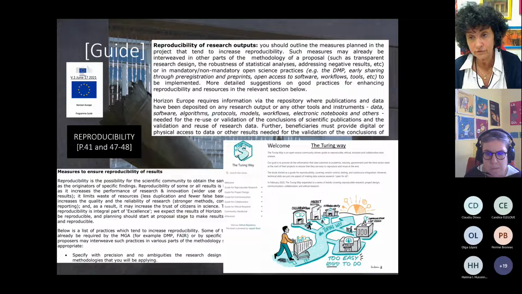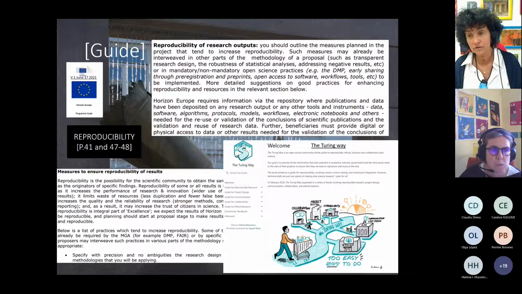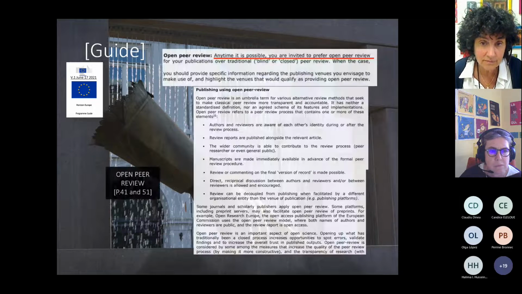Reproducibility practices, don't forget the Turing Way, which is the perfect handbook, and you can also refer to the Turing Way in your proposal, saying we are designing our research according to the suggestions of the Turing Way, being open by design, and something like this.